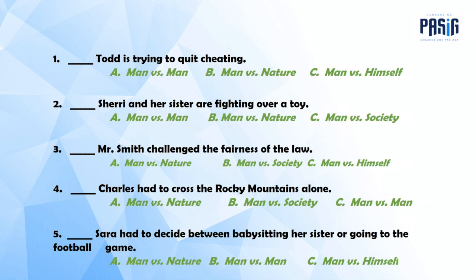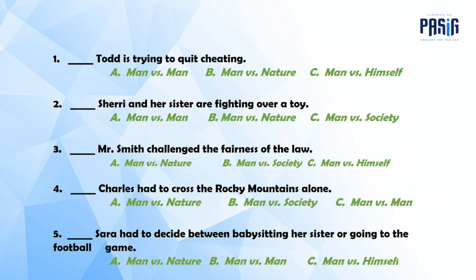Number 3, Mr. Smith challenged the fairness of the law. Letter A, man versus nature. Letter B, man versus society. And letter C, man versus himself. Number 4, Charles had to cross the Rocky Mountains alone. Letter A, man versus nature. Letter B, man versus society. And letter C, man versus man.